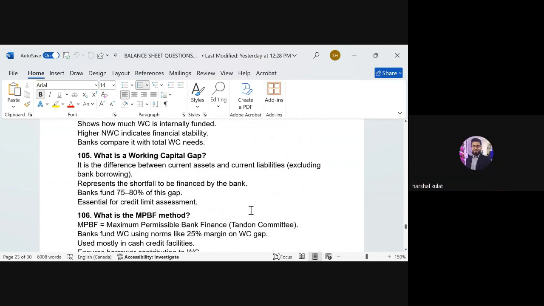What is a working capital gap? It is the difference between current assets and current liabilities, excluding bank borrowings. Represents the shortfall to be financed by the bank. Banks fund 75 to 80% of this gap, essential for credit limit assessment.